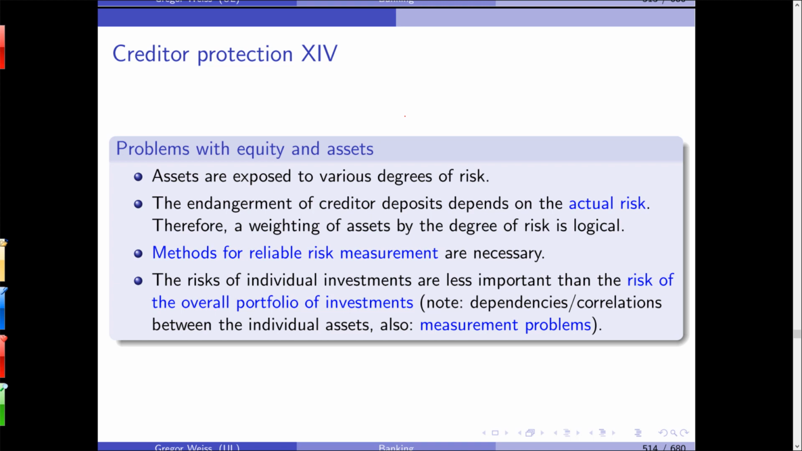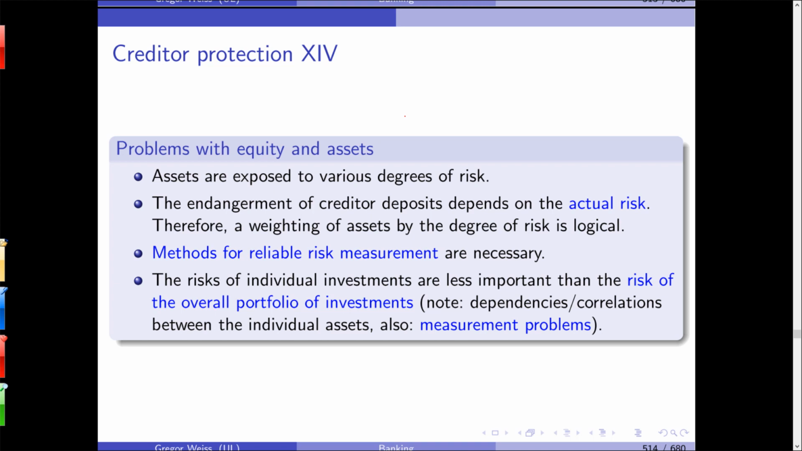What are some problems with equity and assets? Problem is, first of all, the risk to creditors and deposits depends on actual risk. Therefore, it makes sense to weigh your assets and to use weights based on the risk you have somehow calculated. Problem is, if your risk measurement and risk management isn't up to the task, it might be that you have calculated your risk-weighted assets too high or too low.